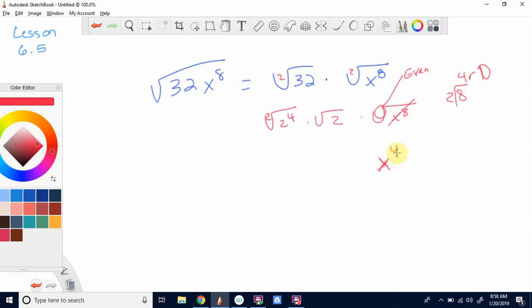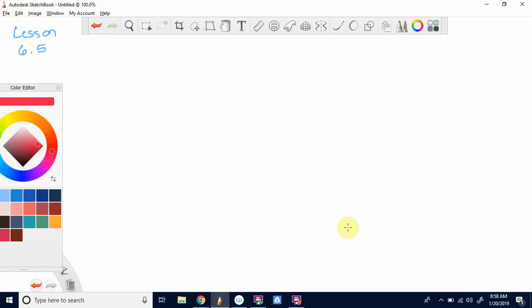Now, in our result, my power is even, so I don't have to worry about absolute value signs. Here, 4 divided by 2 is 2 remainder 0. So you have 2 squared that you take out, which is 4, and nothing left. And here you only have 1, so it's a square root of 2. You put it all together, you get 4x to the 4th square root of 2. All right, let's try B.